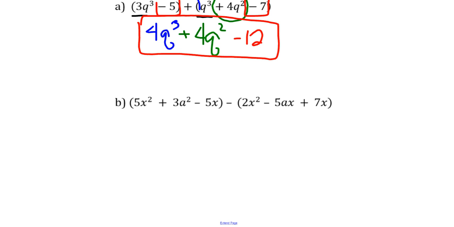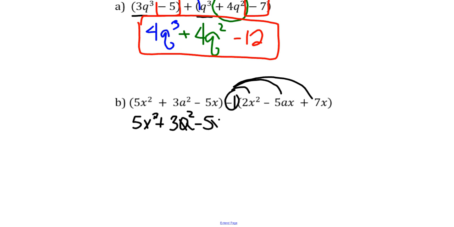In the next example, I just have a difference instead of a sum. So what we want to remember is that first I'm going to distribute this negative sign, but just to the second parentheses. We can imagine this as being multiplied by a negative 1. So I distribute into the second set of parentheses. So first set of parentheses stays the way it is, and then the second gets distributed negative 1. So this is going to be negative 2x squared plus 5ax minus 7x.